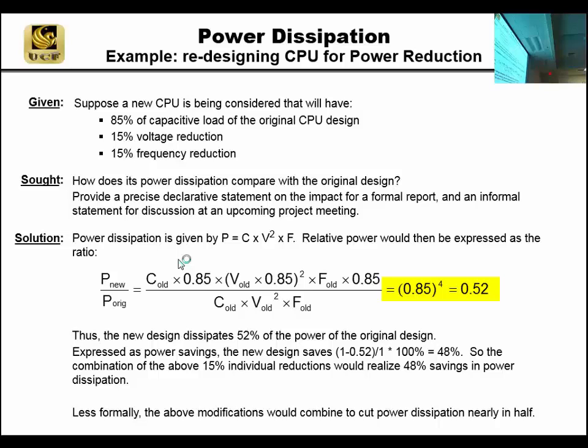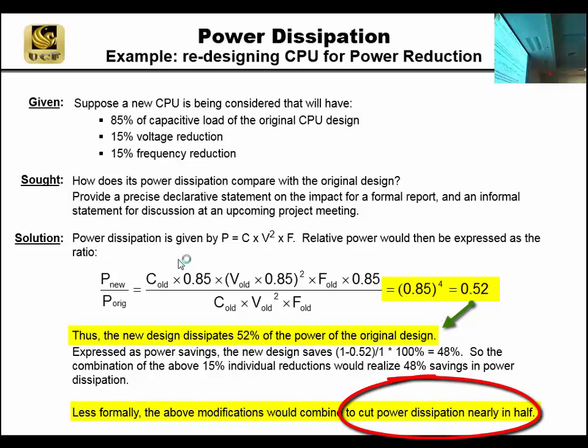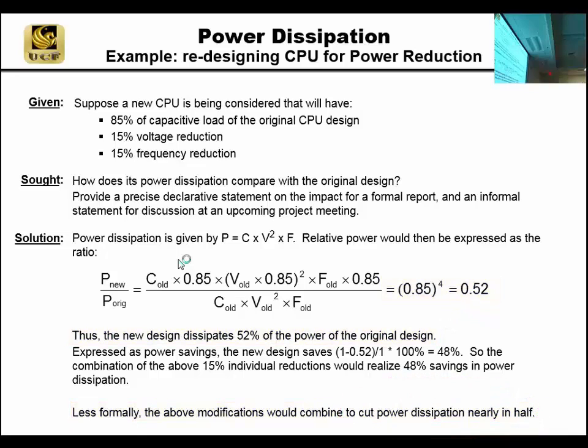So what does that number mean? Exactly. So that's your declarative statement. So the declarative statement, cut the power dissipation by nearly half. What do you think? Okay.